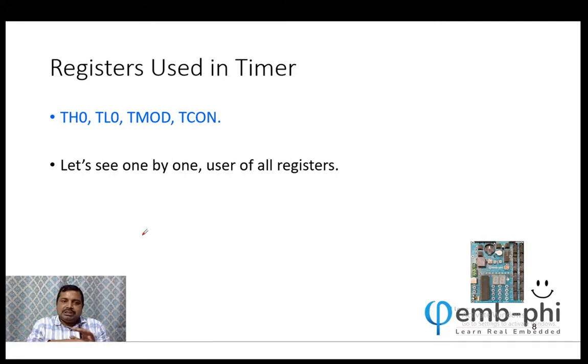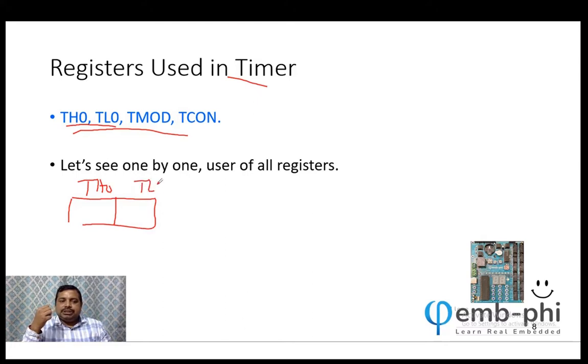If you're not understanding, no worries. All this is coming in detail with the application way, so definitely you will understand. So don't worry about that. Now this timer has this many registers. Let's try to understand. So what is this register? TH0, TL0. We have two registers, that is TH0 and TL0.